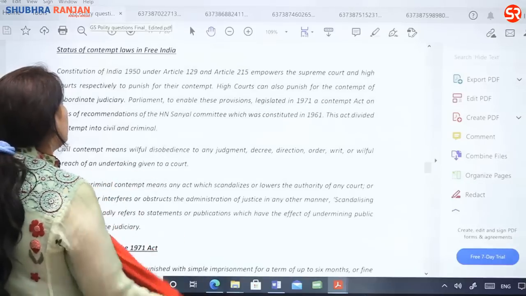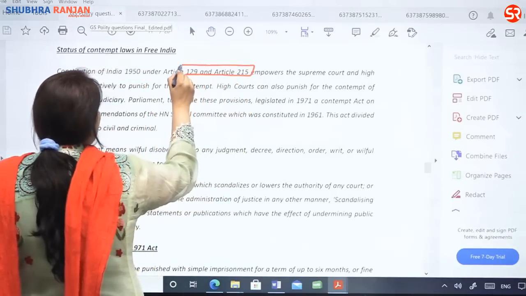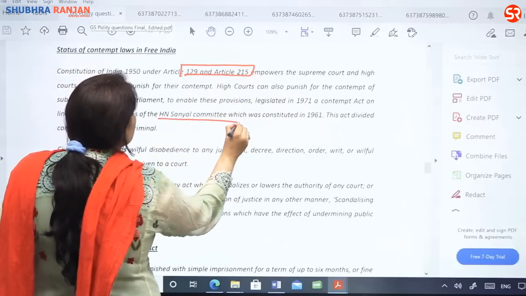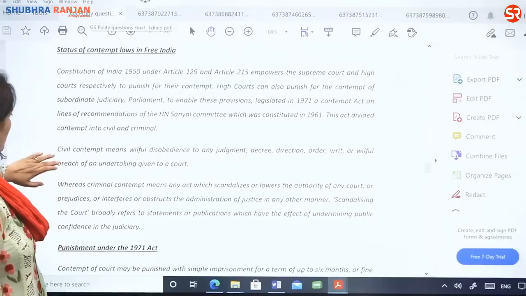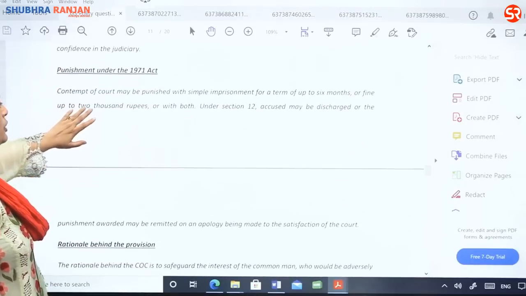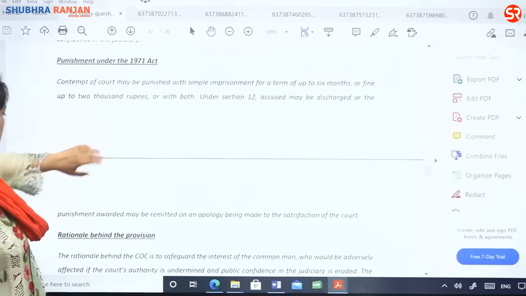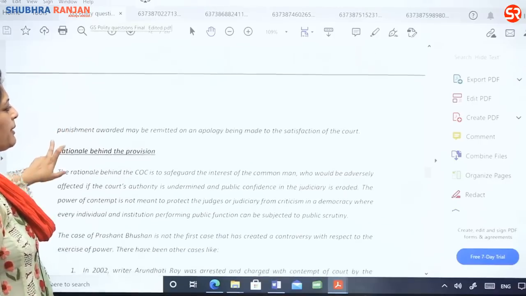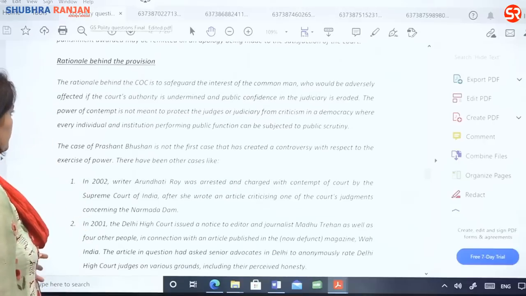So in 1950, under Article 129 and 215, Supreme Court and High Courts have a power, and on the basis of the Sanyal Committee, this 1971 law has been passed. So you must be knowing civil contempt and criminal contempt. Then the punishment: 2,000 rupees or imprisonment up to 6 months. The accused may be discharged or the punishment awarded may be remitted if an apology is tendered. Rationale behind the provision, I have already told you.